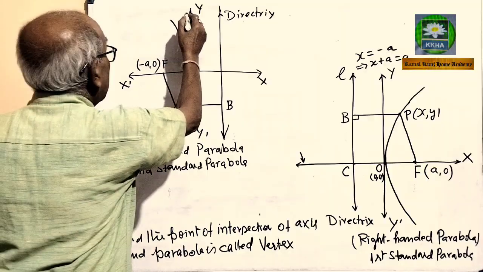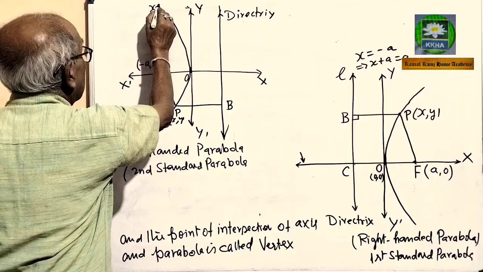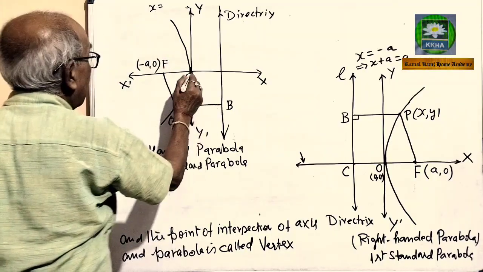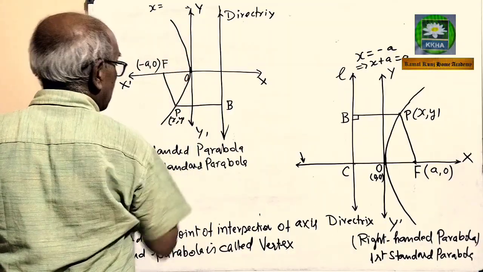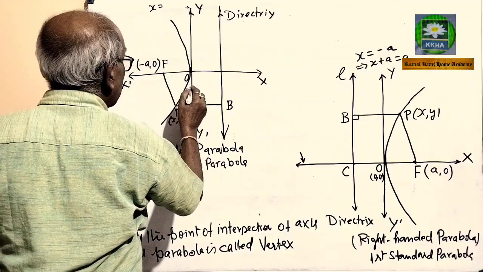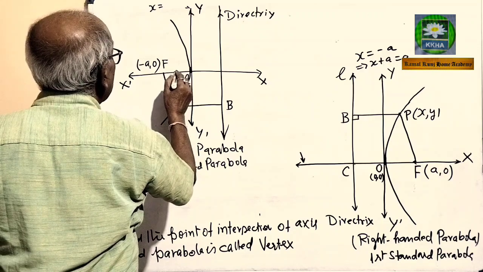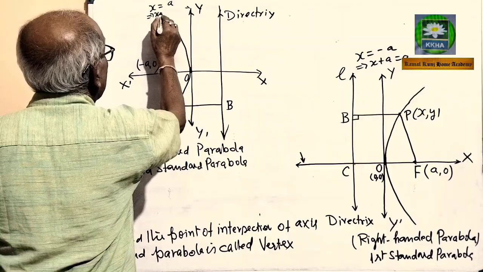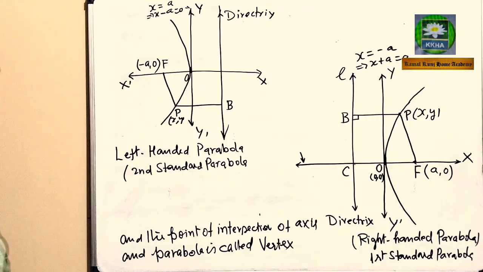Equation of directrix will be here x equal to a. This implies that x minus a equal to 0. This will be the equation of directrix of left-handed parabola.